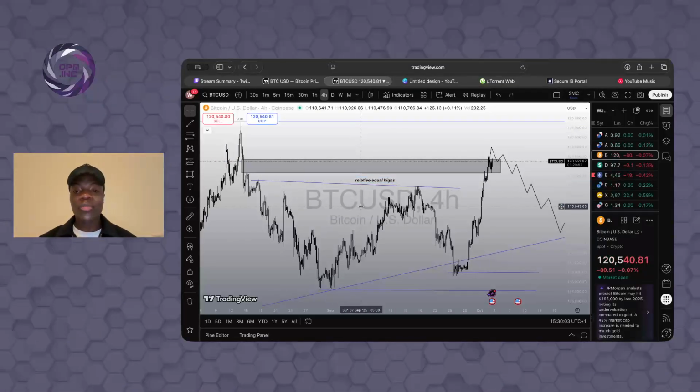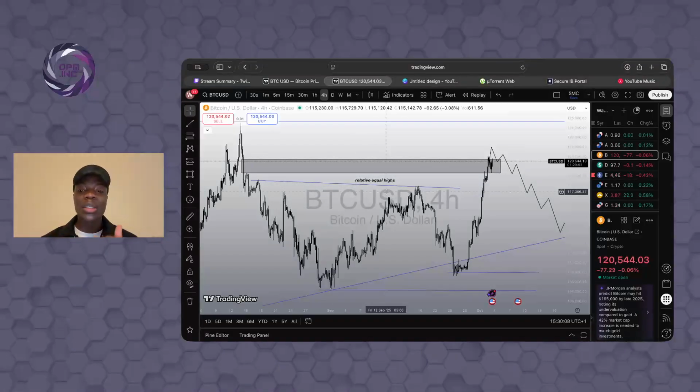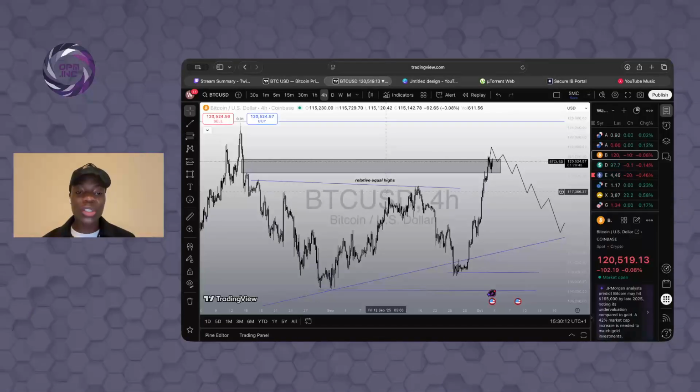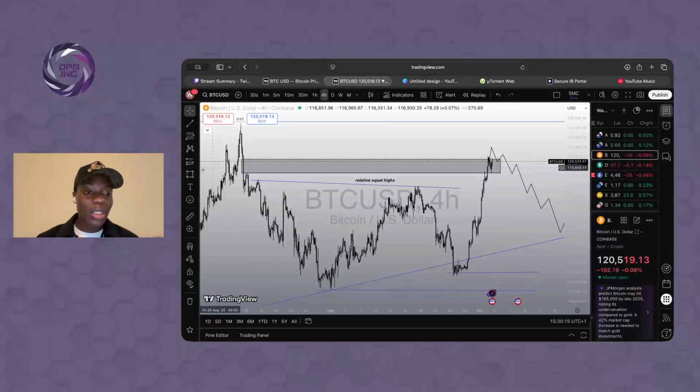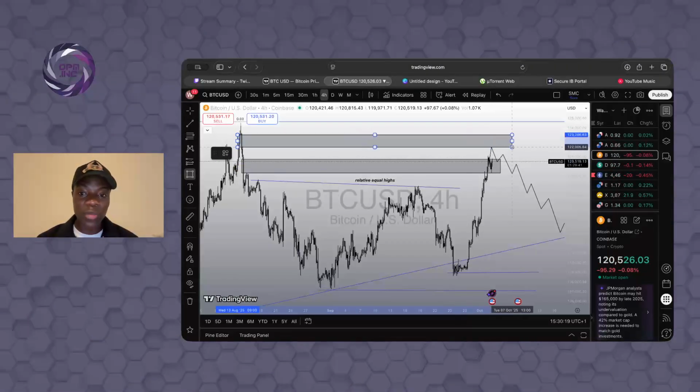Yeah, so here we have some relative equal highs that price has actually breached. What happens after price breaches a level of liquidity? Price usually moves in the other direction very aggressively. But what I'm actually going to mark out as well is this level up here, which I didn't mark out before. I wanted to wait to do this video so I can mark it out.